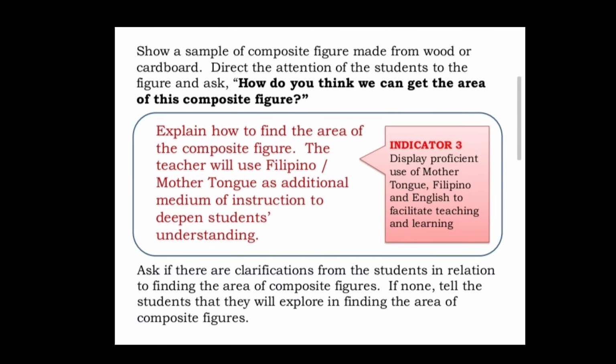In this part of the lesson, the teacher will explain how to get the area of composite figure. He will utilize mother tongue if it is needed. This supports indicator 3. Remember that it is not only the use of mother tongue that you will be rated on, but also in the use of English. You must be proficient in those languages. Indicator 3 has no supporting MOV. What you need is the class observation tool, but you have to include it still in your lesson plan to ensure that it will be executed during the actual observation so you will not forget it.